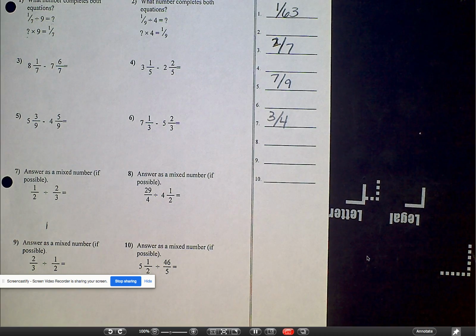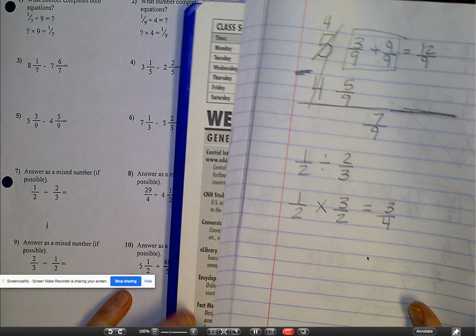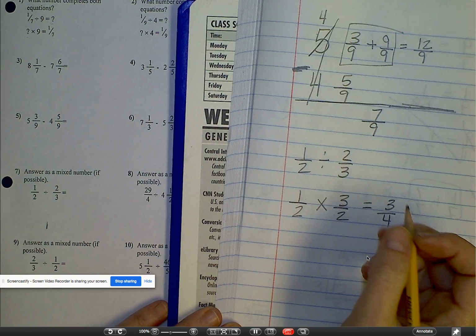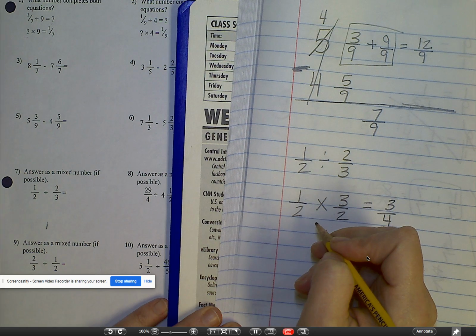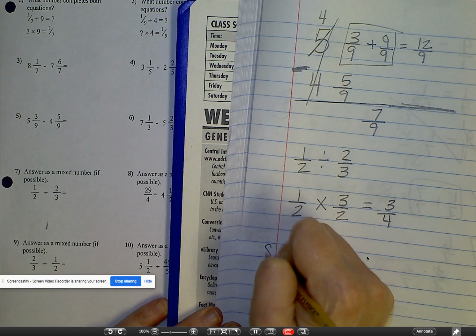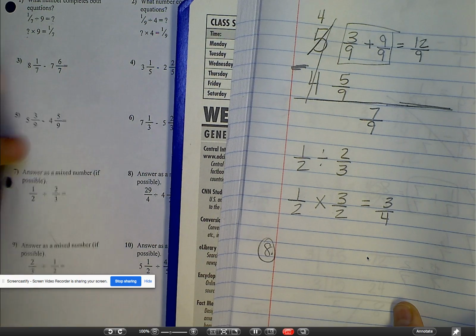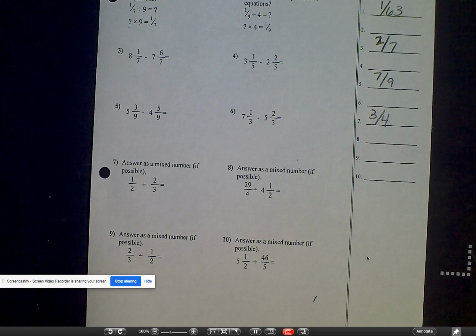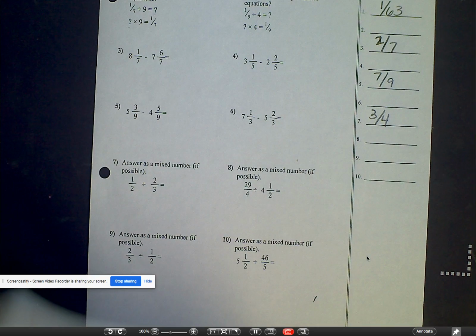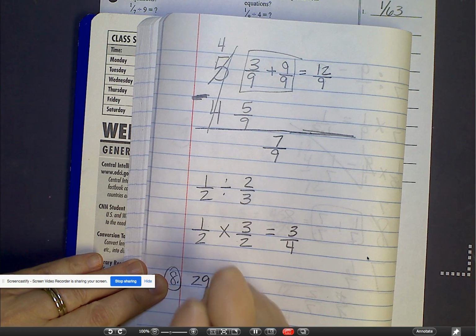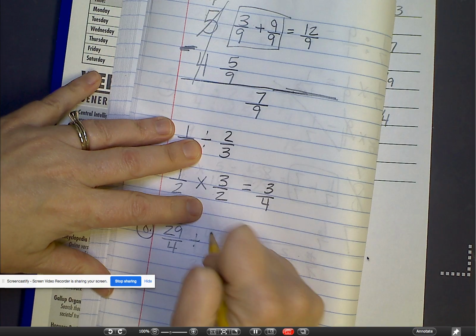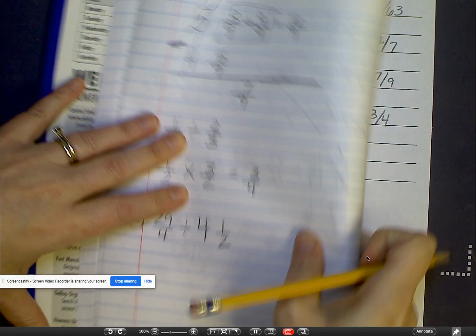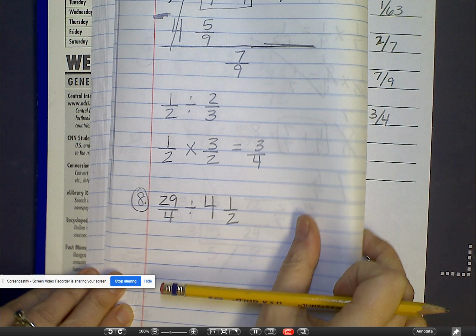Okay. Number 9 looks like almost the same problem. Number 9. You know what? I kind of want to do number 8 with you. Let me do number 8 this time. I know I always do odds, but 8 looks more challenging than just the bring down flip flip. So number 8 is going to be 29 over 4 divided by 4 1/2. Let me show you how to do this one because this one's a little bit harder than the last one.